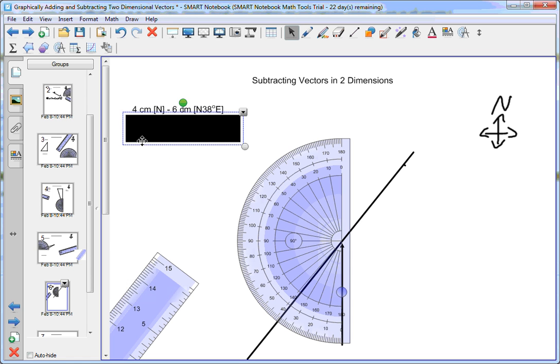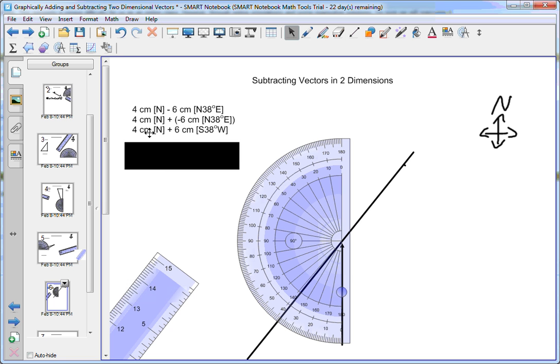So you can see that it's the same thing as 4 centimeters north plus a negative 6 centimeters north 38 degrees east, which is the same as 4 centimeters north plus 6 centimeters south 38 degrees west. That's subtracting vectors in 2 dimensions.